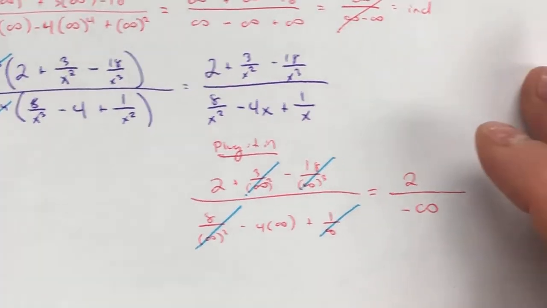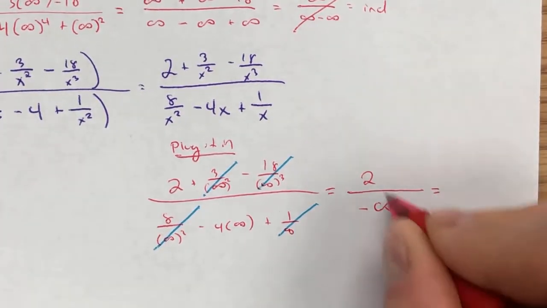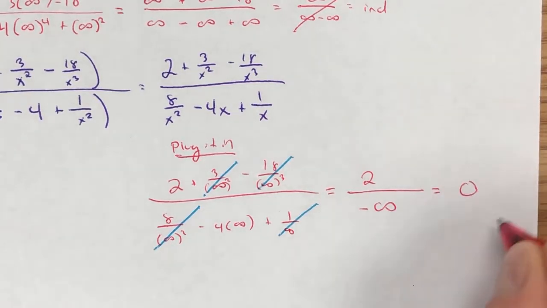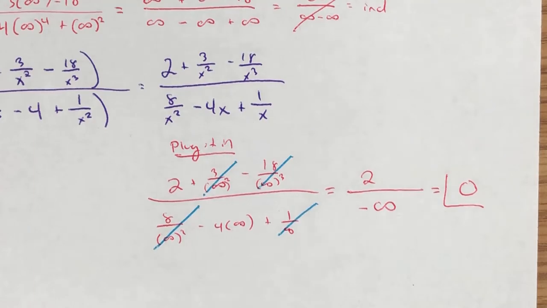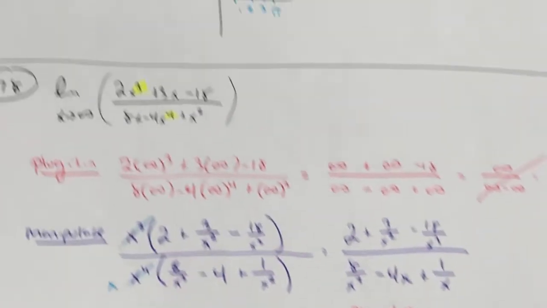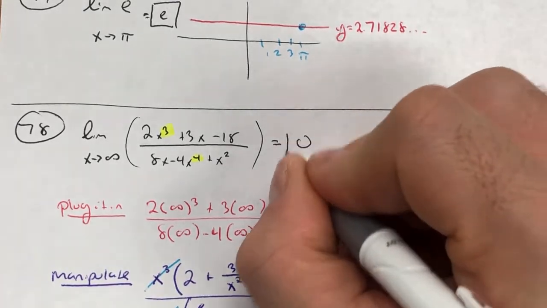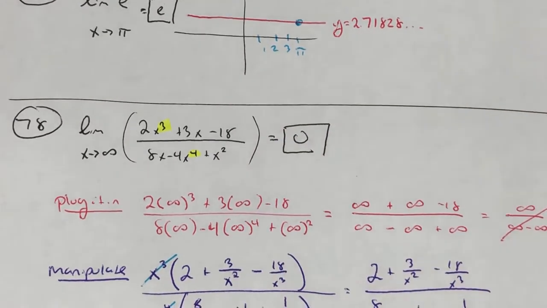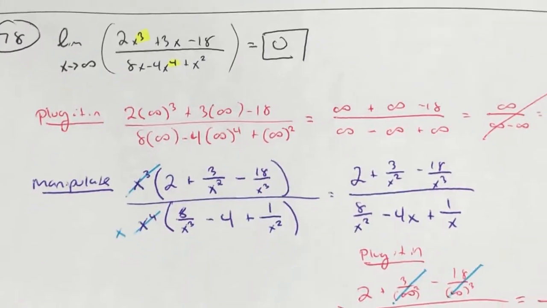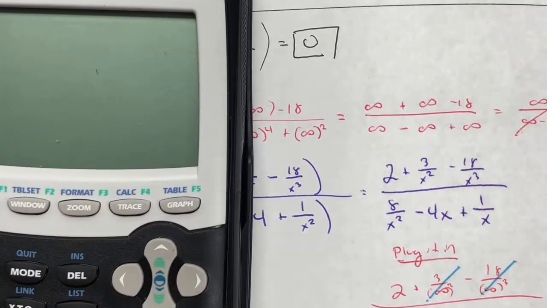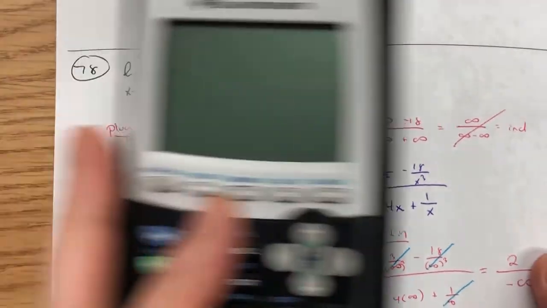2 divided by negative infinity is a 0. Technically, it would be a negative 0, but we know this is going to be 0. So therefore, we know the limit as x approaches infinity of this equation is going to be 0. Awesome. So we could check that out, make sure we did it right, if we have the use of a calculator on this question. So let's take a look.